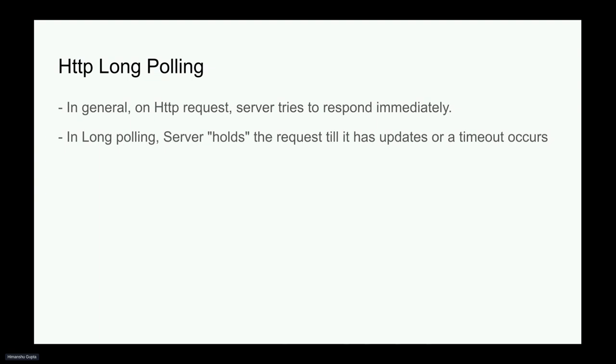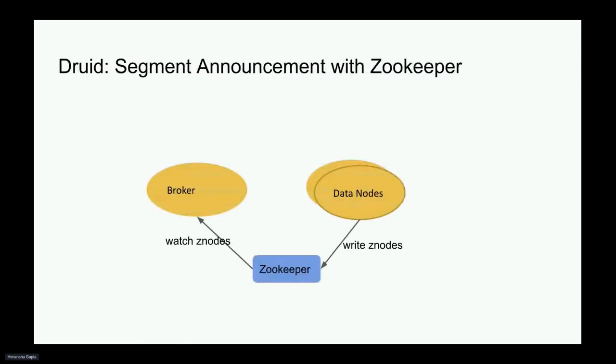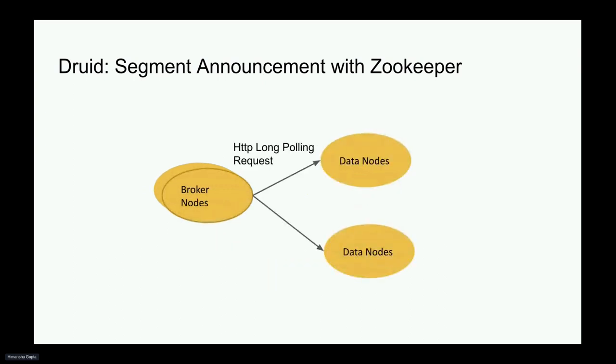And let's try to look at that in a little bit more detail for one of the flows where, let's say, a historical is announcing some segments, and how the broker might keep a local cache of what data is being announced by a specific historical node. So this is just a recap of how it works with Zookeeper. Data nodes are just writing to Zookeeper and the broker is getting notified. So we want to get this notification mechanism working without Zookeeper. And in that world, things look like this.